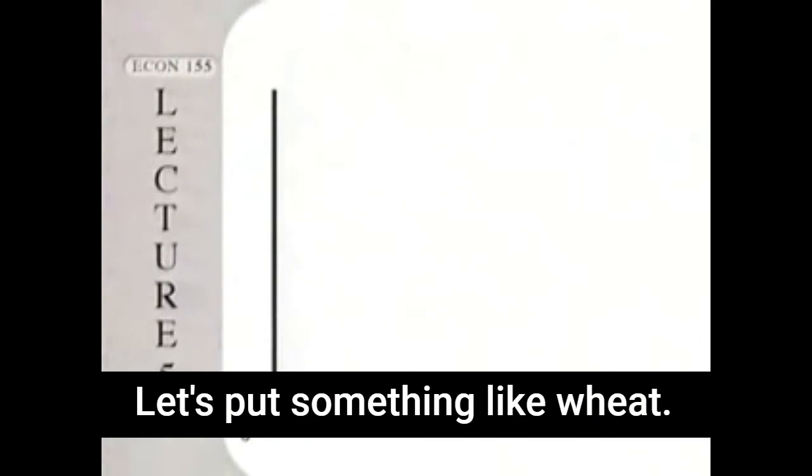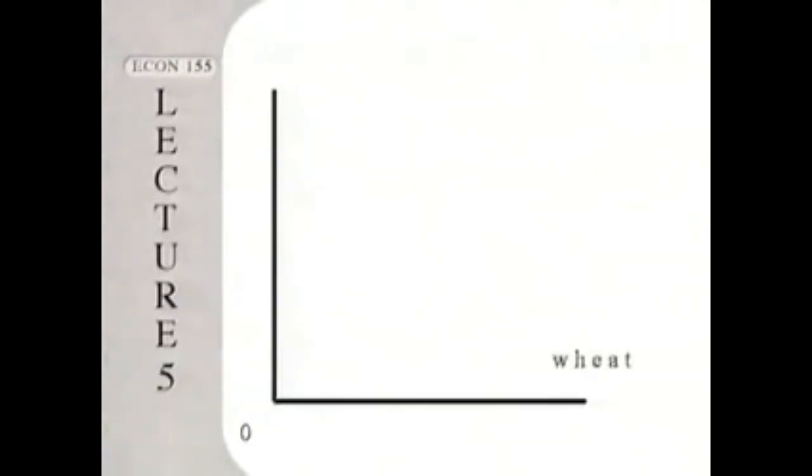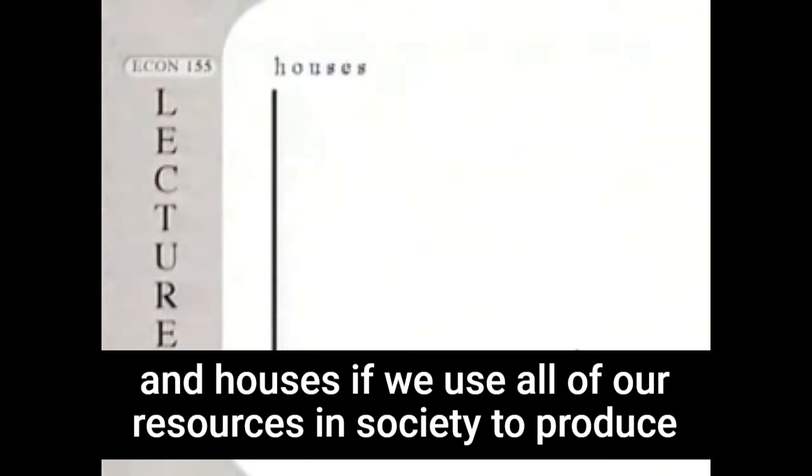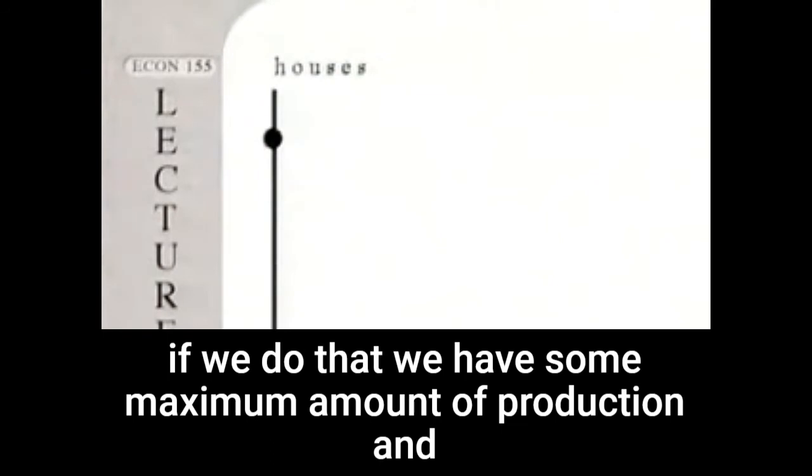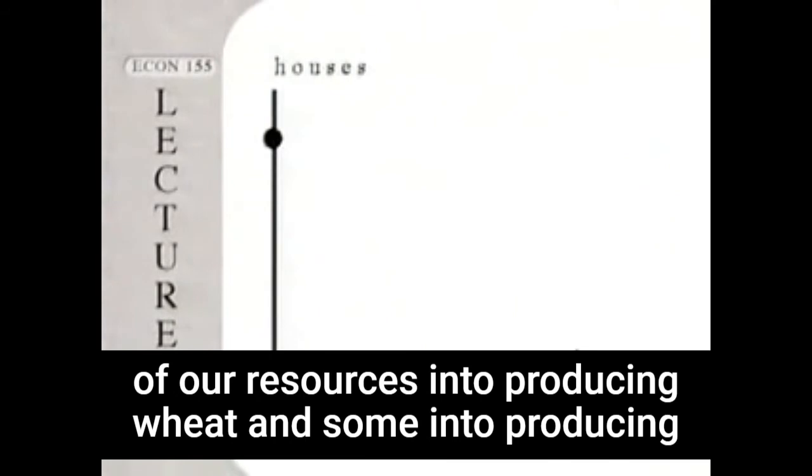Let's put something like wheat and houses. If we use all of our resources in society to produce only wheat, we get some maximum amount of wheat. If we instead take all the resources away from wheat and just put it into producing houses, construction industry. We've got farming and construction, don't we? But if we do that, we have some maximum amount of production. And then suppose that we vary our resources between them. Some of our resources into producing wheat and some into producing houses. We'll have some curve that looks like this one.